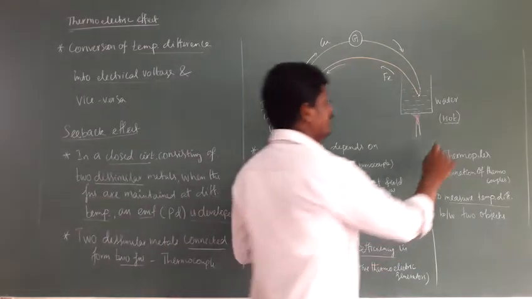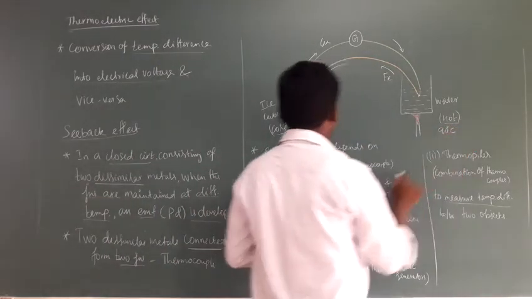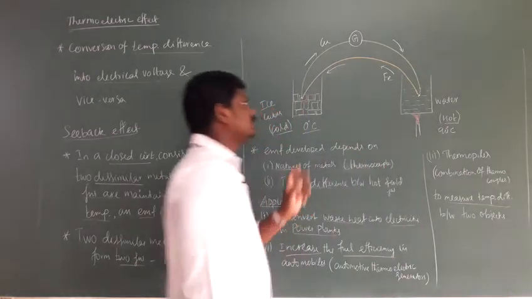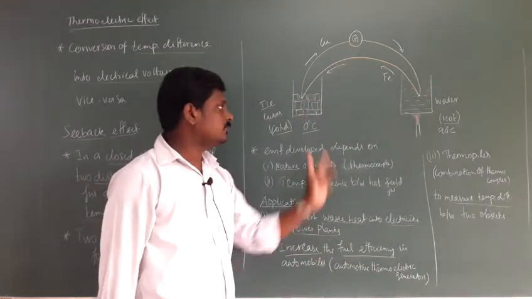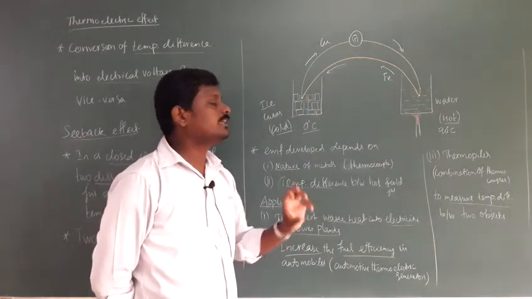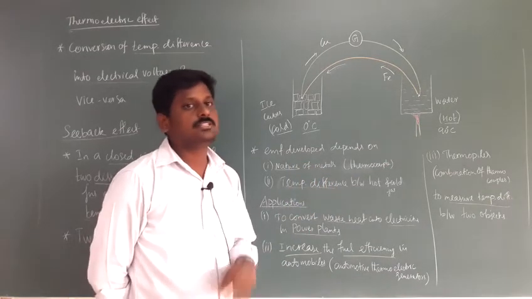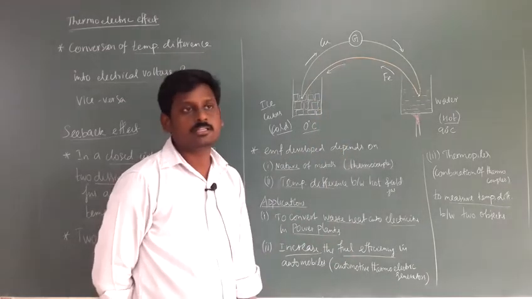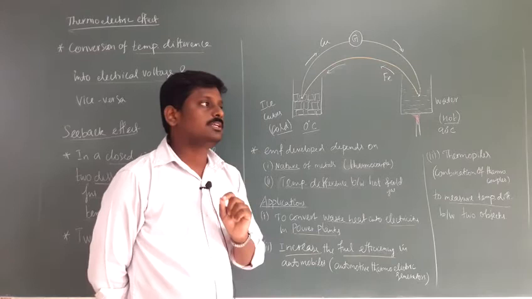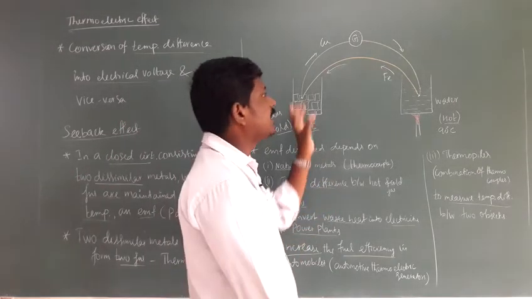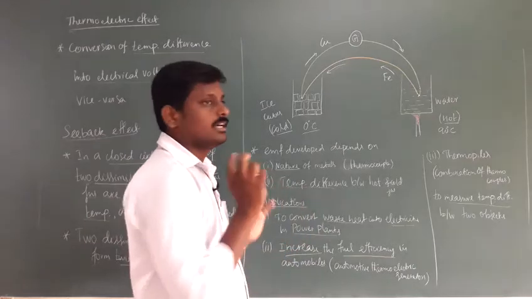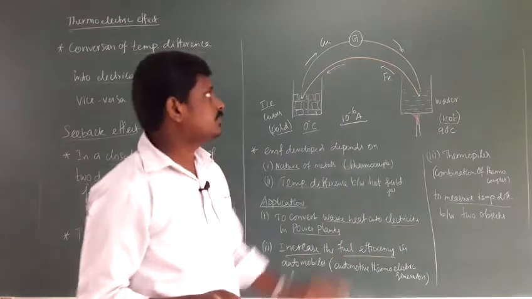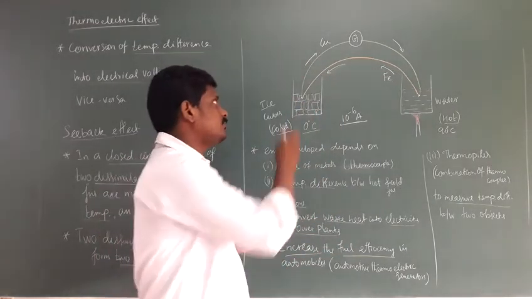Roughly it may be around 90 degrees Celsius for the hot junction and around 0 degrees Celsius for the cold one. The two junctions are maintained at two different temperatures, so an EMF is developed. That EMF is measured using a galvanometer. Already we know what a galvanometer is. It is used to measure current flow, including its direction, and if the current is in the order of 10 power minus 6 ampere, we can measure it using a galvanometer.